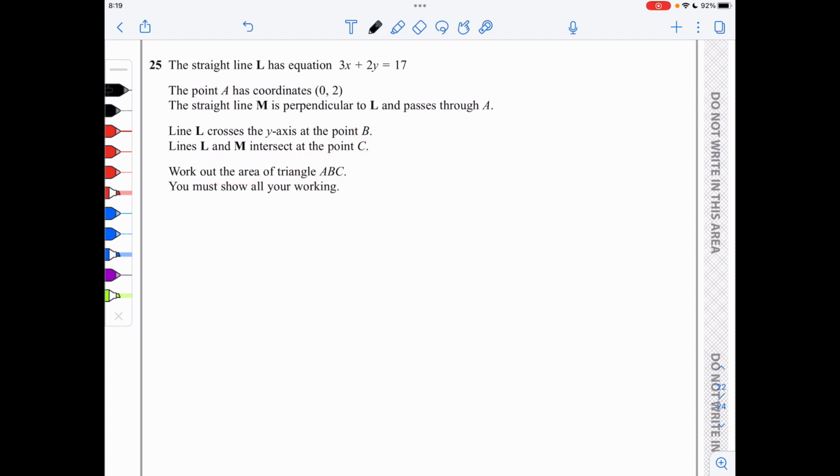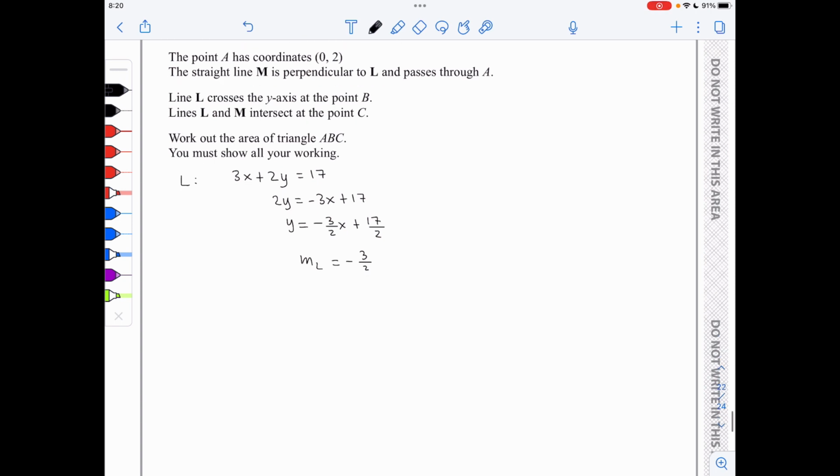So let's start with the straight line L, having equation 3x plus 2y is 17. I will start by putting this in the form y equals mx plus c. So 2y is -3x plus 17. Dividing throughout by 2 gives me that y is -3 over 2 x plus 17 over 2. This means that the gradient of L is -3 over 2, and this will allow me to find the gradient of line M. Since M is perpendicular to L, the gradient of line M will be 2 over 3. We flip and we change the sign.